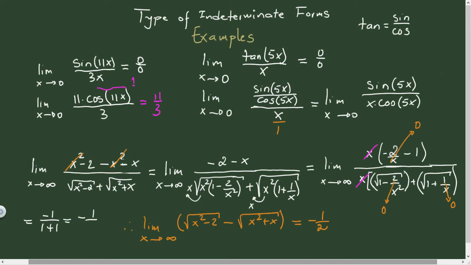Now let us check if it's possible to work it out. We plug 0 in there, it gives us 0. We plug 0 in the cosine, cosine of 0 is 1, and 0 is still 0 over 0. So this time we're going to take the derivative according to L'Hopital's rule.